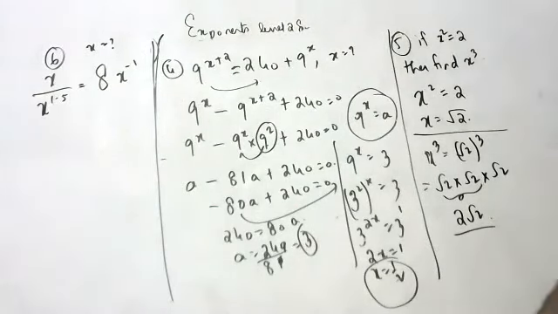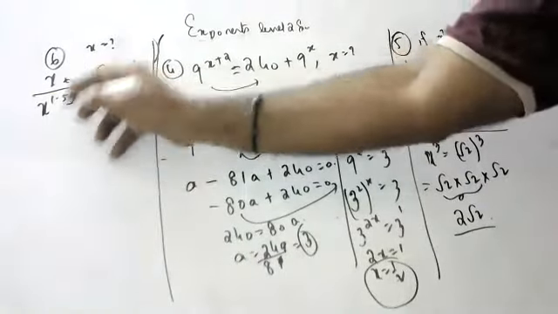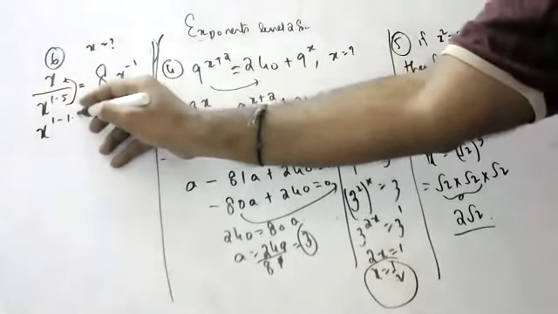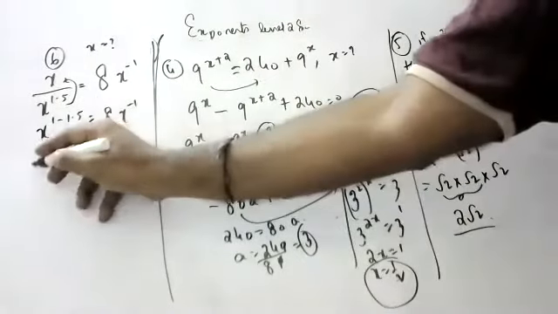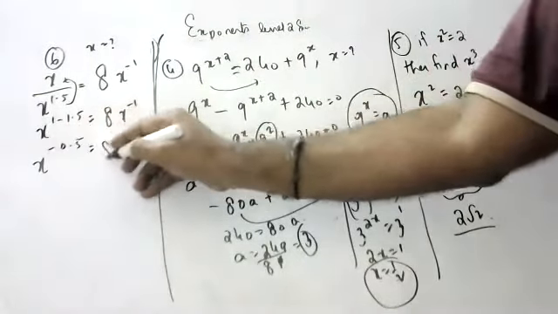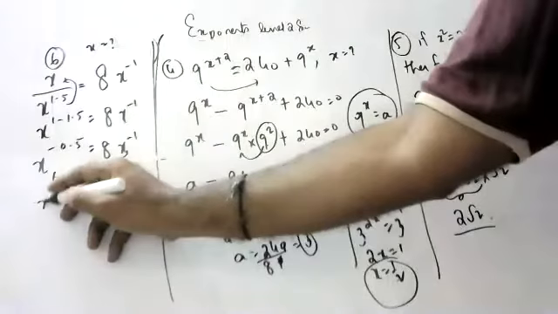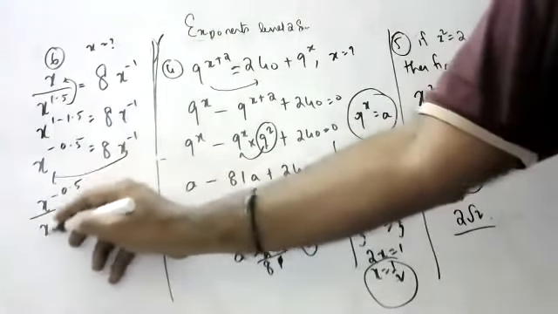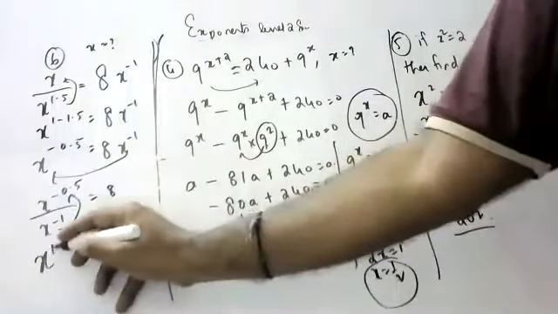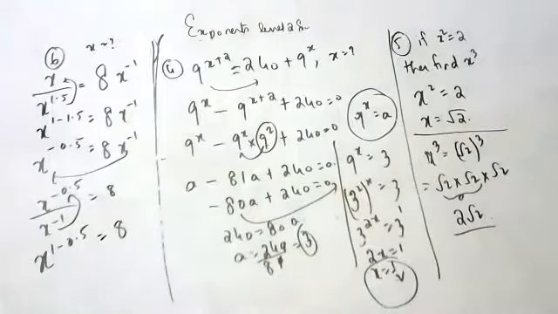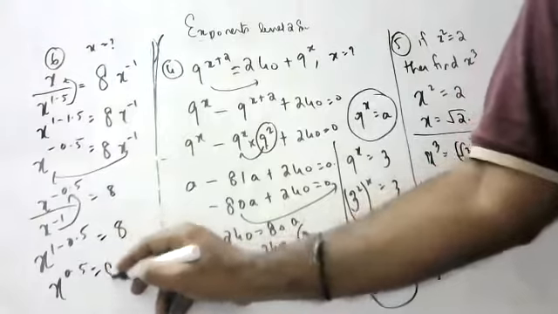Yes, sir. Okay. This I will take up, sir. x to the power of 1 minus 1.5 is equal to 8x to the power of minus 1. x to the power of minus 0.5 is equal to 8x to the power of minus 1. Take x down: x to the power of minus 0.5 by x to the power of minus 1 is equal to 8. This you bring up. x to the power of minus 1.5 plus... x to the power of 0.5 is equal to 8.